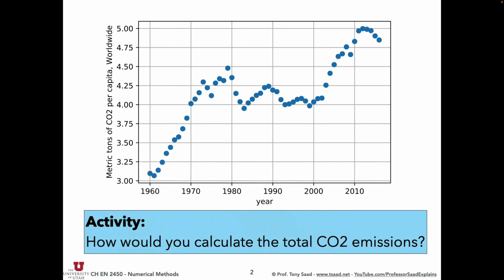So now, if you were asked, given this data, X and Y values, year and metric tons of CO2, how would you calculate the total emissions of CO2 for those 4 or 5 decades? Give me an idea. Okay, so you're suggesting interpolation. What would be the benefit of the interpolation? Okay, so you'd have an exact formula that you know how to integrate analytically, and you find the answer, okay?